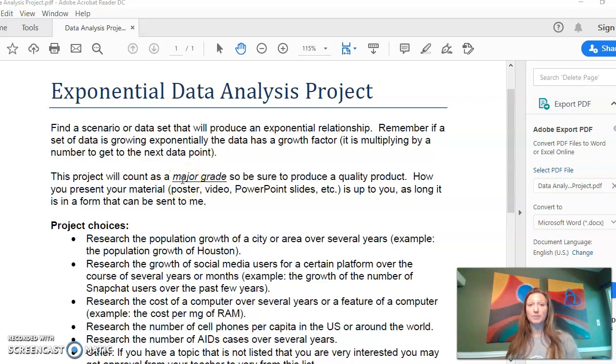This is going to be your first major grade for this 9 weeks. So be sure you make a nice quality project, something that you're proud of, that I'm going to be able to give you a good grade on. So you are going to present your assignment on either a poster or a video or PowerPoint slides, however you want to present it, as long as it's something that you can upload to me by a link or upload through Canvas, because that's how I'll be grading it. So just be thinking of how you would like to present your project.